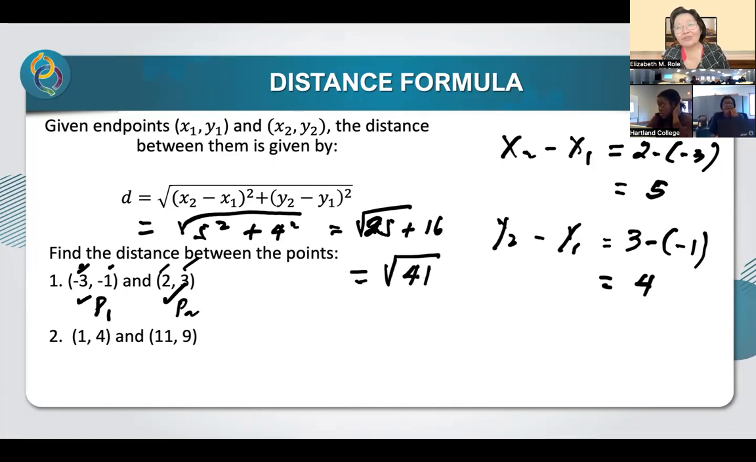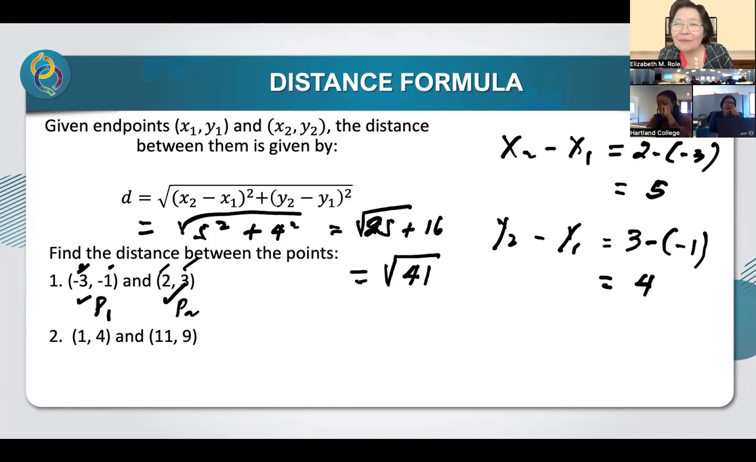Of course, you can extract the root using your calculator, but it may not be necessary in our discussion here. If it is not a perfect square, leave it under the radical sign. So that's just it. 2 minus -3 is 5. 3 minus -1 is 4. And then you just square and add, and that's under the radical sign. Yes, so that's the distance formula.